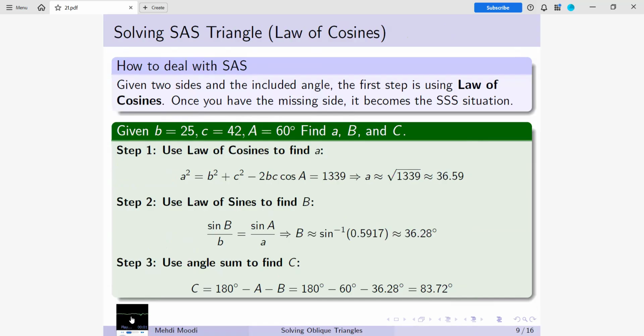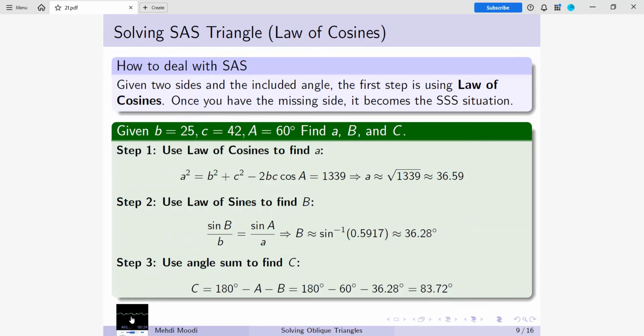Here's the SAS case. That's two sides and the angle in between. No room for guessing, no ambiguous nonsense. This triangle tells you what it wants, and it wants the law of cosines. You start by finding the missing side. Once you have all three sides, the triangle settles down and becomes a classic SSS case.